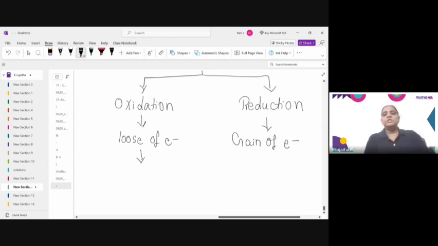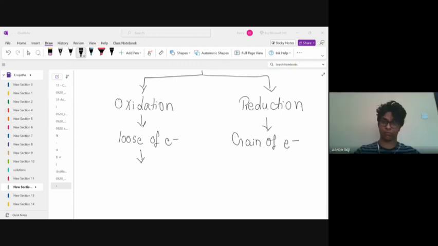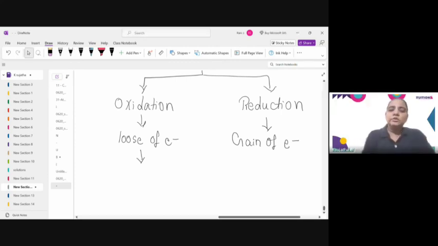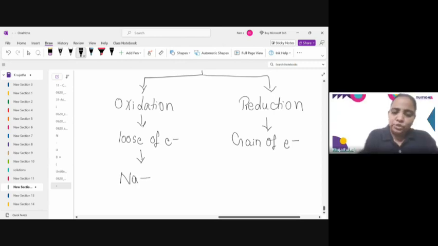Once it loses electrons, which charge will the species get? If any atom loses electrons, what charge will it get? Losing electrons always gives a positive charge. Let's say sodium: if sodium loses an electron, it becomes positive. And if any species gains an electron, then it becomes negative.